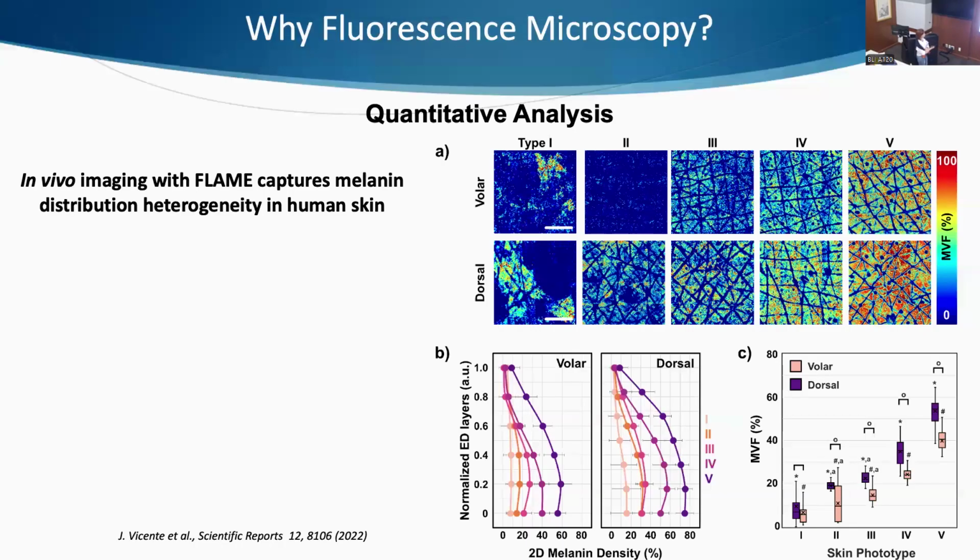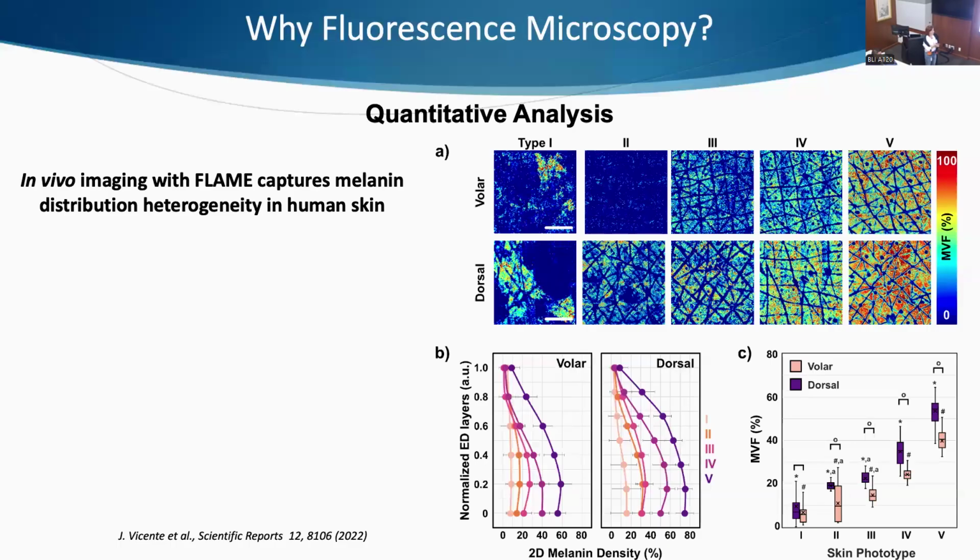For people who are not familiar, these types 1 to 5 represent skin types. Skin type 1 is the lightest skin. Skin type 5 is the darkest skin. The darker the skin, the more uniform distribution of melanin we have, the more protection we have. And it's very important to capture this melanin distribution and quantify it.